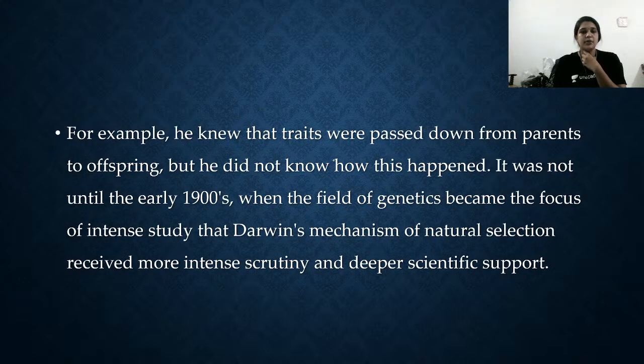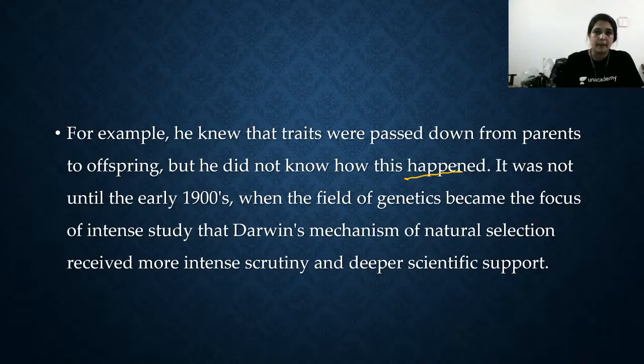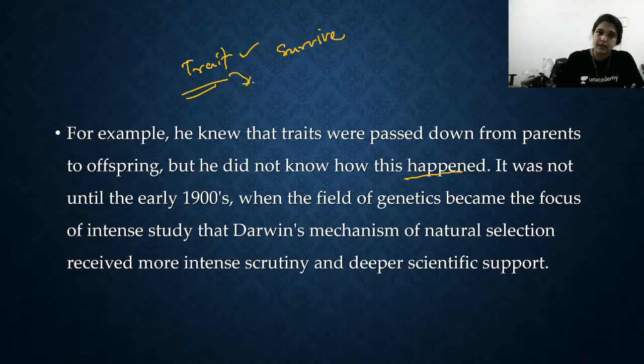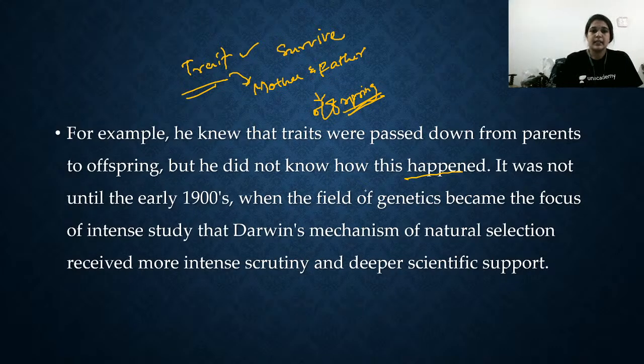For example, he knew that traits were passed down from parents to offspring, but he did not know how this happened. He's saying that some trait is there, and that trait is what makes that organism survive. He also understood that the trait passes from mother and father, or generally parents, to the offspring, but he did not know how it passed. He couldn't answer that. So here he brings an intense study of natural selection, which got more scrutiny and deeper scientific support.